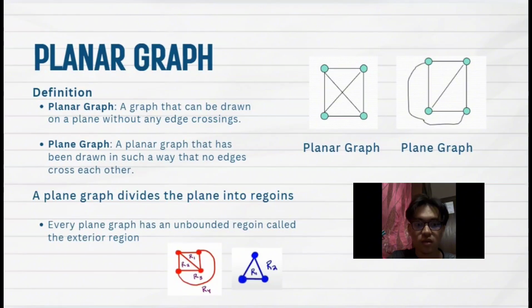Thus, this leads us into two definitions. A planar graph is a graph that can be drawn on a plane without any edge crossing, while a plane graph is a planar graph that has been drawn in such a way that no edges cross each other. For the regions in the graph, every plane graph has an unbounded region called the exterior region. For example, K33 is a non-planar graph, because there will always be an edge crossing.